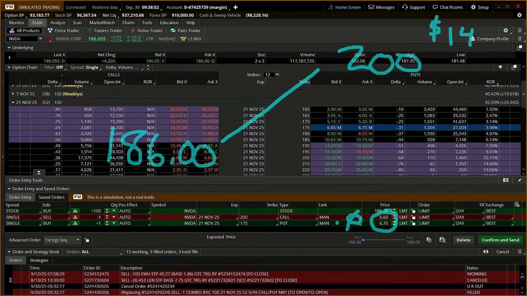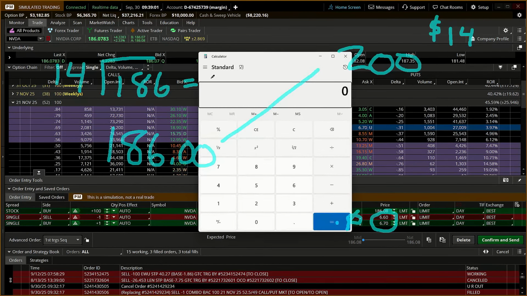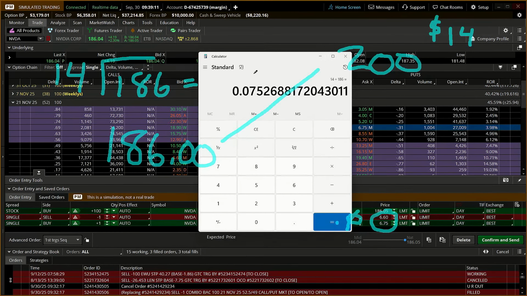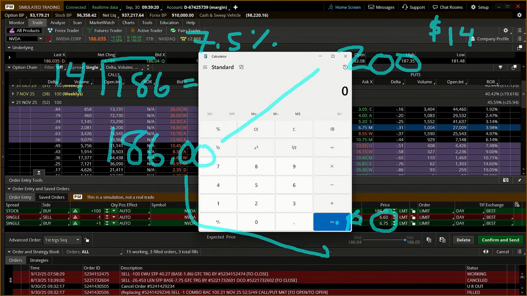Now, let me make sure I'm clear on this. A $14 potential gain on a $186 stock. Are we okay to say that, what is that, 8% or something? 8%, whoop, a $14 upside move on a $186 stock. It's actually 7.5%. So really, that's not a small move. That's 7.5%.